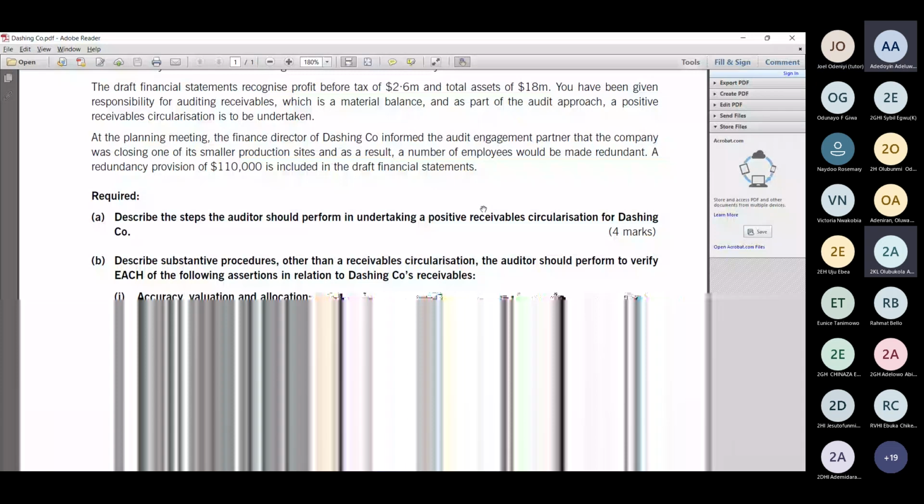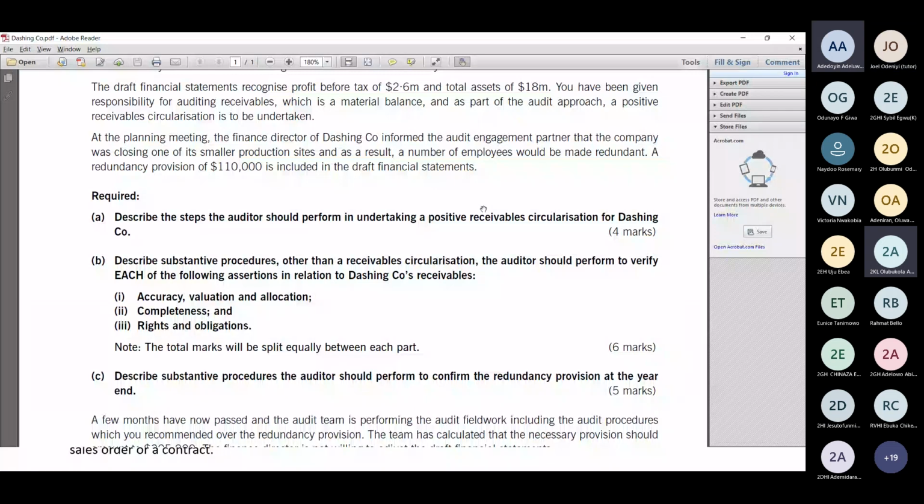Then I can say that we can also review the disclosure for redundancy. Oh, that's a good procedure. I've been looking for who could mention that procedure. Go ahead, review the disclosure for the redundancy provision to assess whether it is in compliance with the applicable standard, which is IAS 37, Provisions, Contingent Liabilities and Contingent Assets. Nice. Good one.